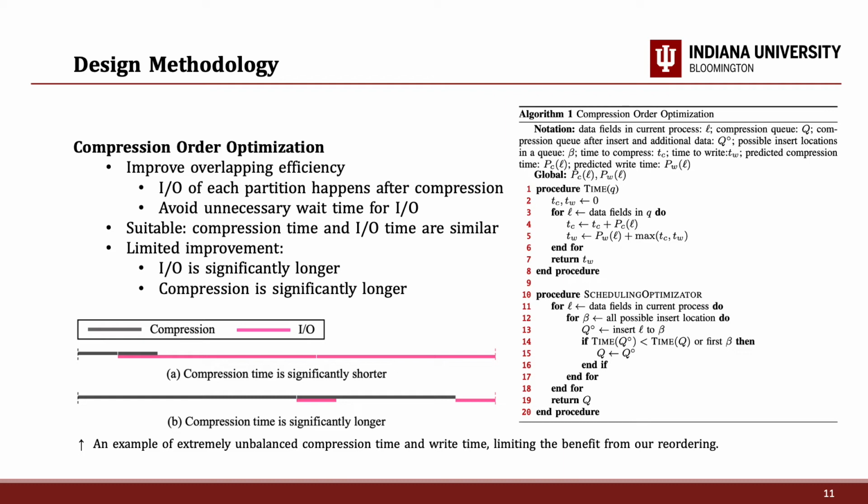However, there are some limitations for this optimization. In the following two situations, this optimization will not provide much improvement. One is when the compression time is significantly shorter than the I/O time. Another is when the compression time is significantly larger than the I/O time. You can see this figure on the left-hand side. Even though we can adjust the compression sequence of the two data fields, it will not make much difference.